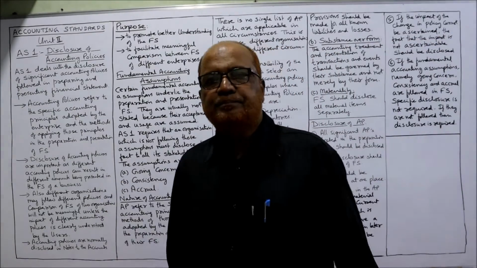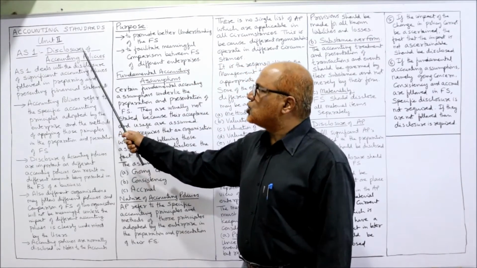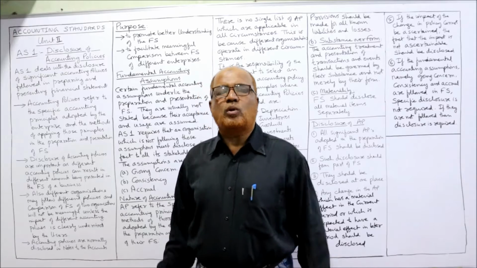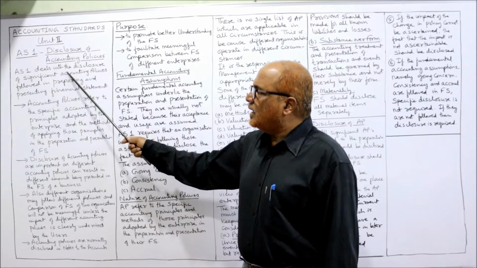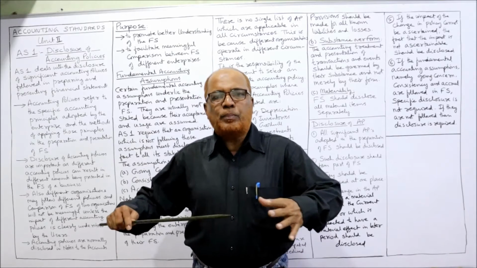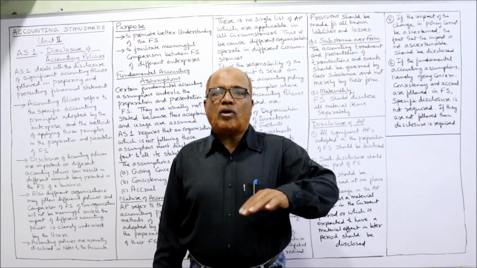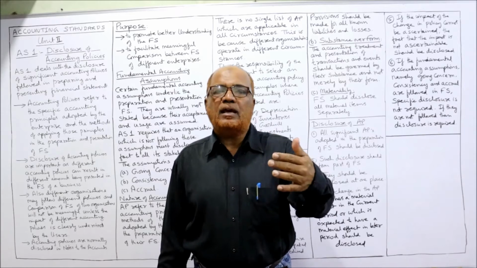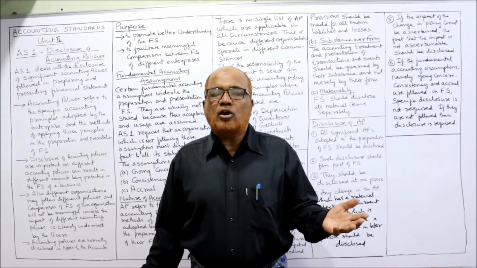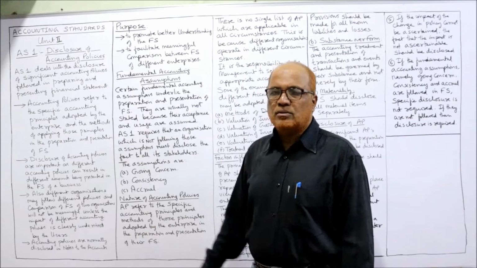Now, AS1, Accounting Standard 1. The title of this accounting standard is Disclosure of Accounting Policies. What are accounting policies? First of all, we'll discuss what you mean by accounting policies. AS1 deals with disclosure of accounting policies followed in preparing and presenting the financial statements. While preparing the financial statements, a number of policies and principles have to be adopted. The policies and principles adopted in preparing the financial statements should be disclosed. If they are not disclosed, the user cannot understand on what basis the financial statements are prepared. That is the purpose of this AS1.